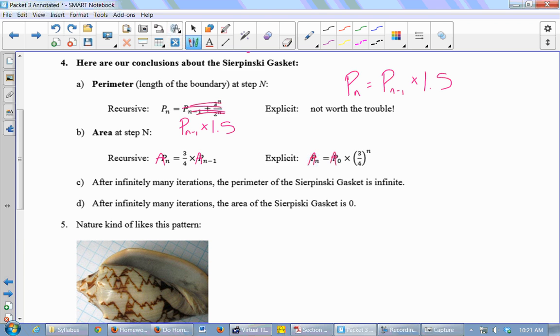And then after infinitely many iterations, the perimeter of the gasket is infinite and the area of the gasket is 0. That seems pretty crazy to me. You have this object that has infinite perimeter but 0 area.